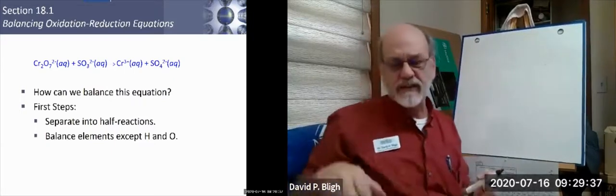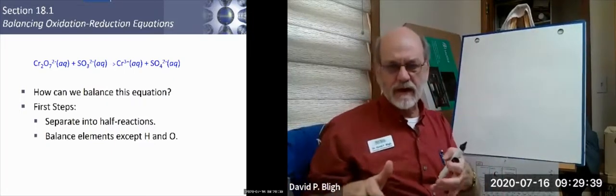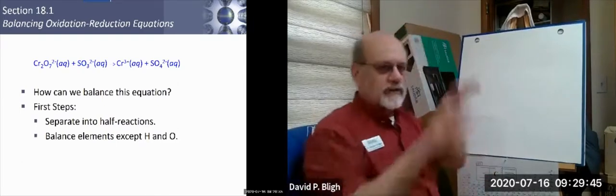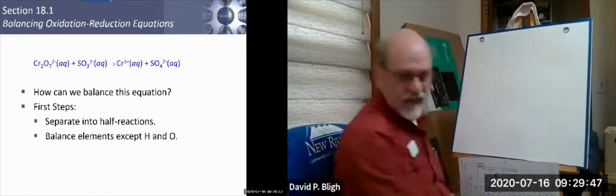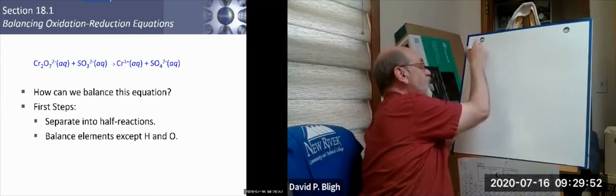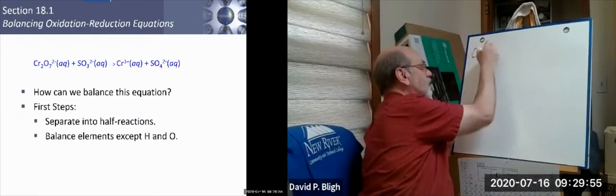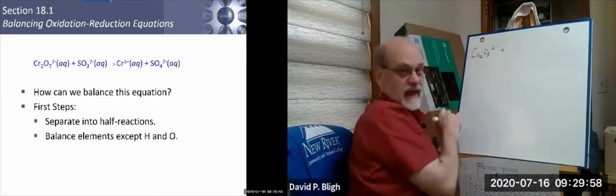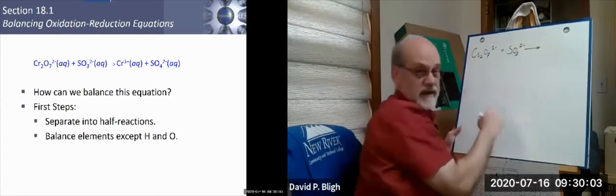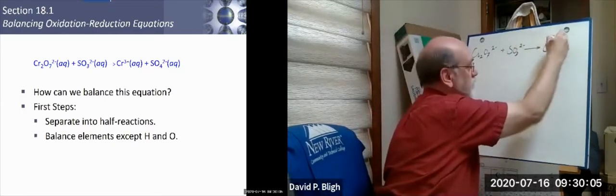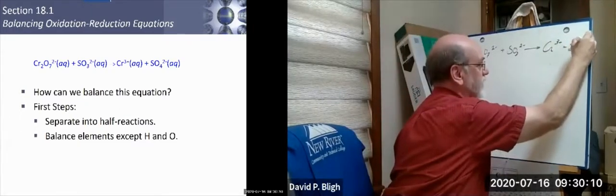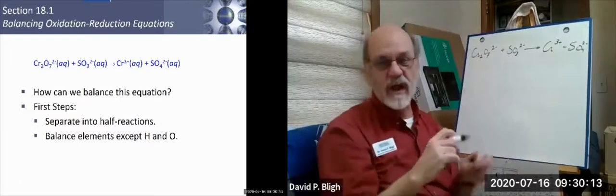And of course, the slides in this set give you all these steps, but sometimes it's easier to follow along if you watch me do it on the board. Then the slides make more sense. So if we're given this one, dichromate, and then sulfite yields chromium 3+ and sulfate. Okay? And these are all aqueous.